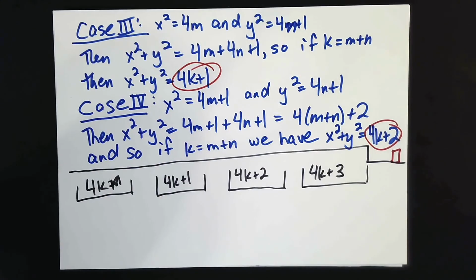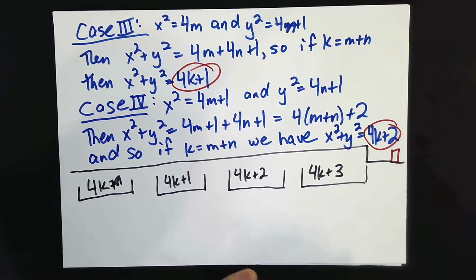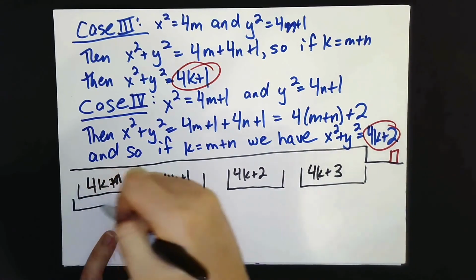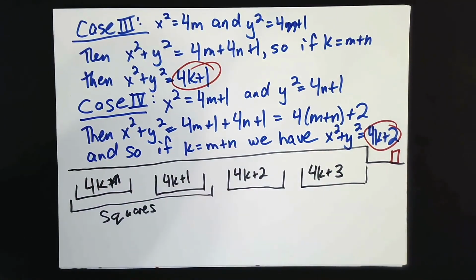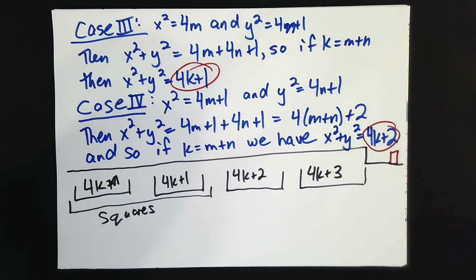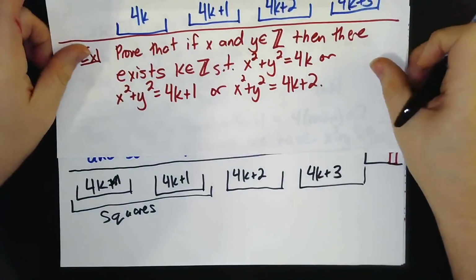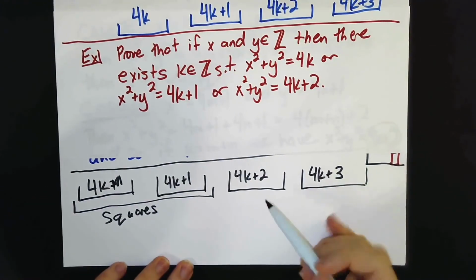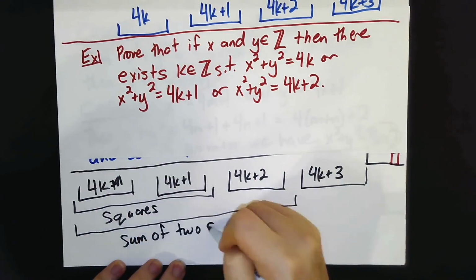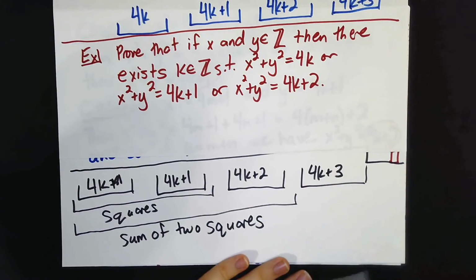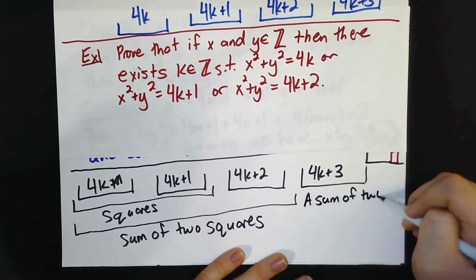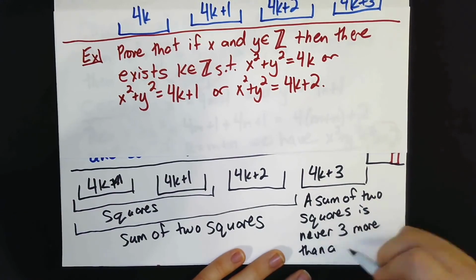So, by the division algorithm, there are 4 kinds of numbers. Those that are 4k, 4k plus 1, 4k plus 2, 4k plus 3. The first thing we proved was that squares all land in these first 2 buckets. That is, if you square any integer, you always end up in this half, never in those 2 buckets. The next thing we proved was that if you sum 2 squares, you always end up in one of the first 3 buckets. And so in particular, one way to frame what we just proved is that a sum of 2 squares is never 3 more than a multiple of 4.